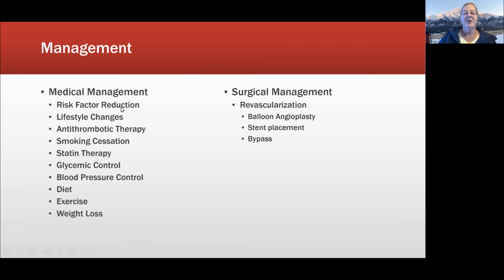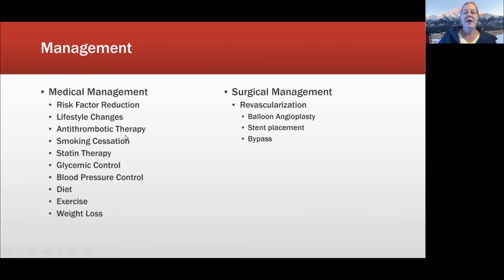Risk factor reduction. Well, I can't do much about how old I am or the fact that I'm a woman, but I can definitely talk about lifestyle changes, stopping smoking, controlling high blood pressure that I have. Obesity, we can certainly manage obesity by looking at diet, exercise, weight loss, things like that.